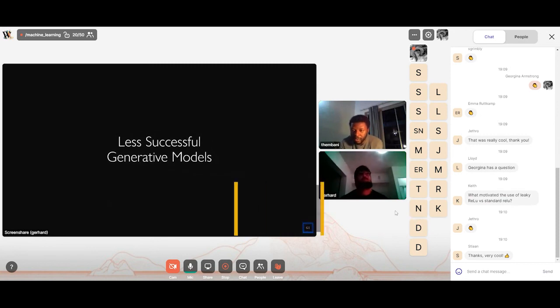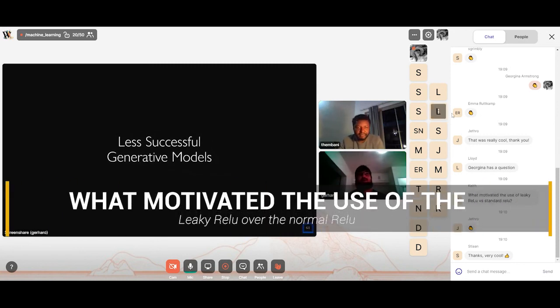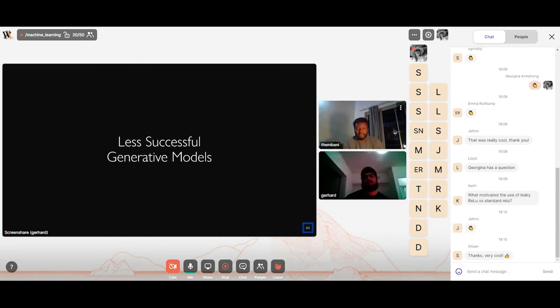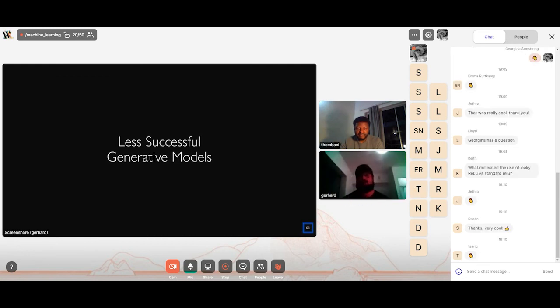We have a question from Keith, and Keith is asking, what motivated the use of the leaky ReLU relative to the standard ReLU? There's actually this Git repository called GAN hacks, because there have been so many people that have tried to make GANs more successful, they've employed various different strategies. The leaky ReLU, I'm not 100% sure why it works, but it's one of the suggested methods to make your training process more stable. It might have stronger gradients, I suppose, than a normal ReLU.